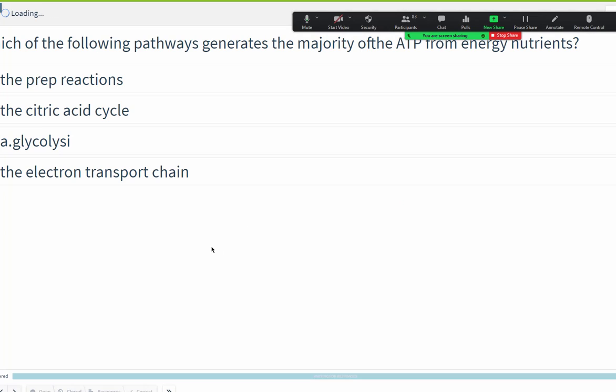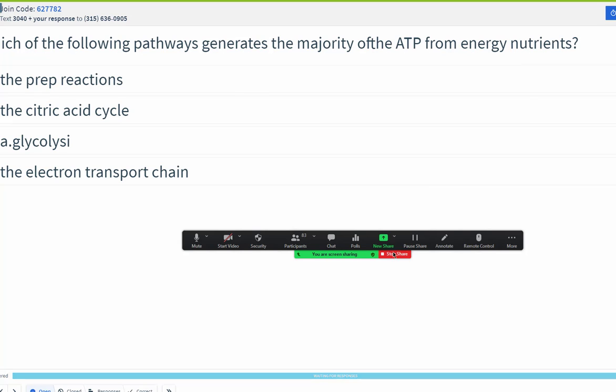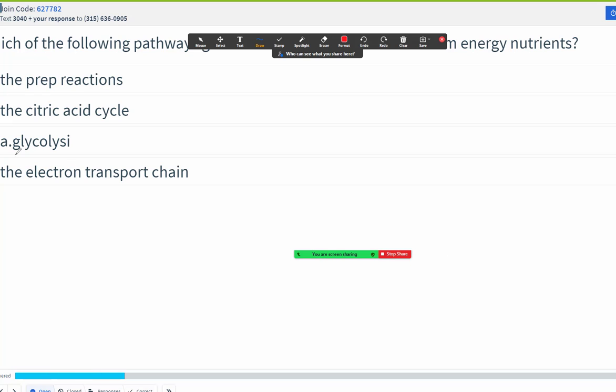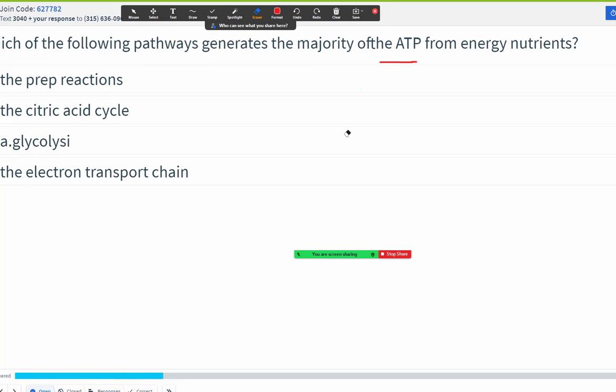All right, so right here, typo right there on C. Which of the following pathways generates the majority of ATP in energy? Oh, ATP from energy nutrients. Oh my God, there are so many typos here. Sorry, I'll fix the question here. This is bothering me. There was no spell check for this. So go ahead and pick an answer, so that way at least you get points for today. All right.